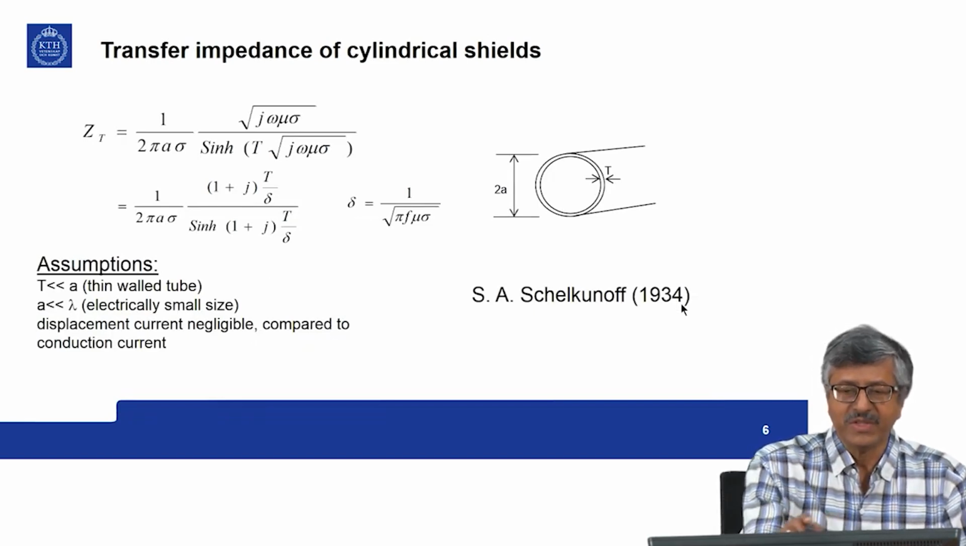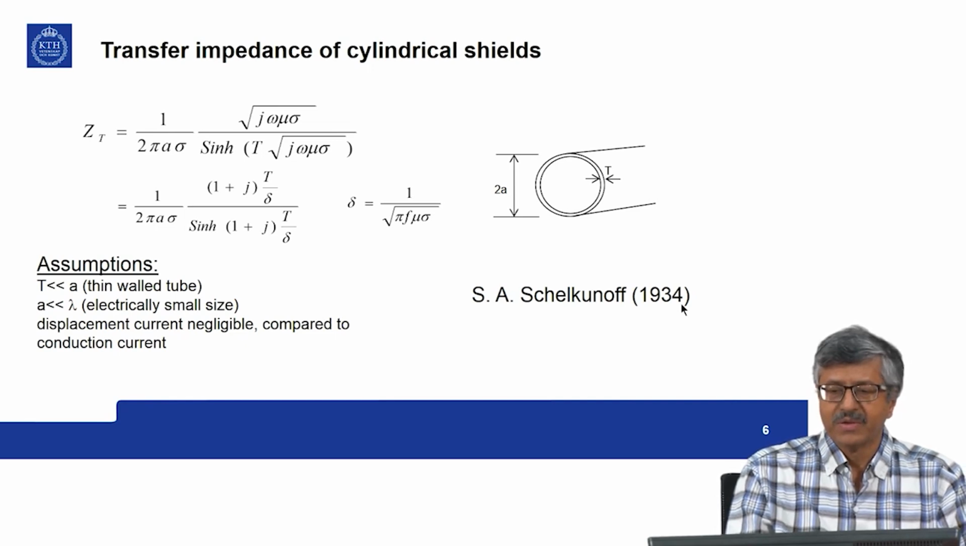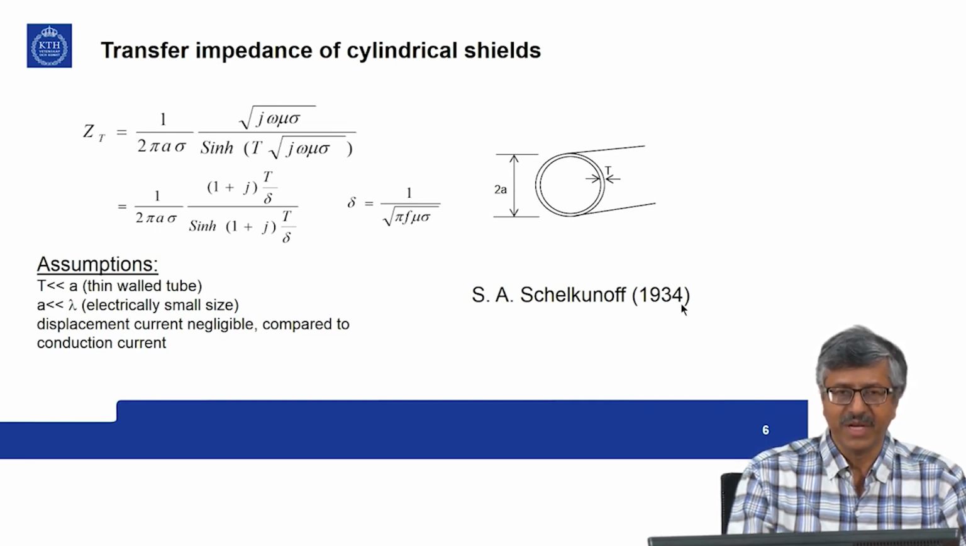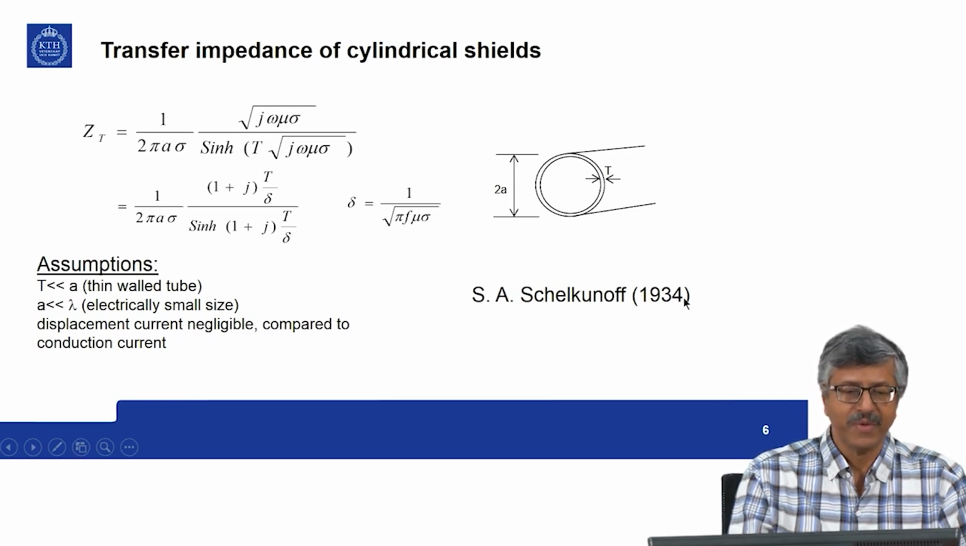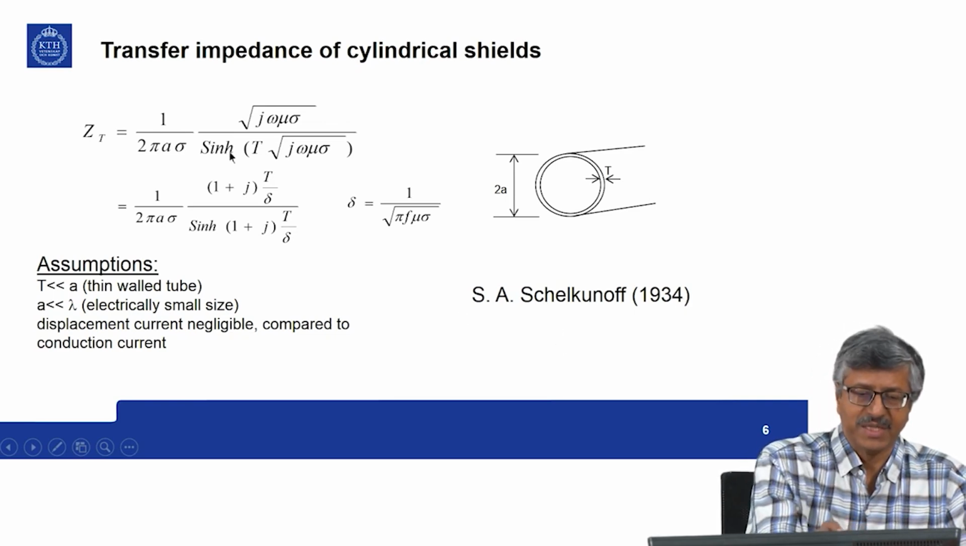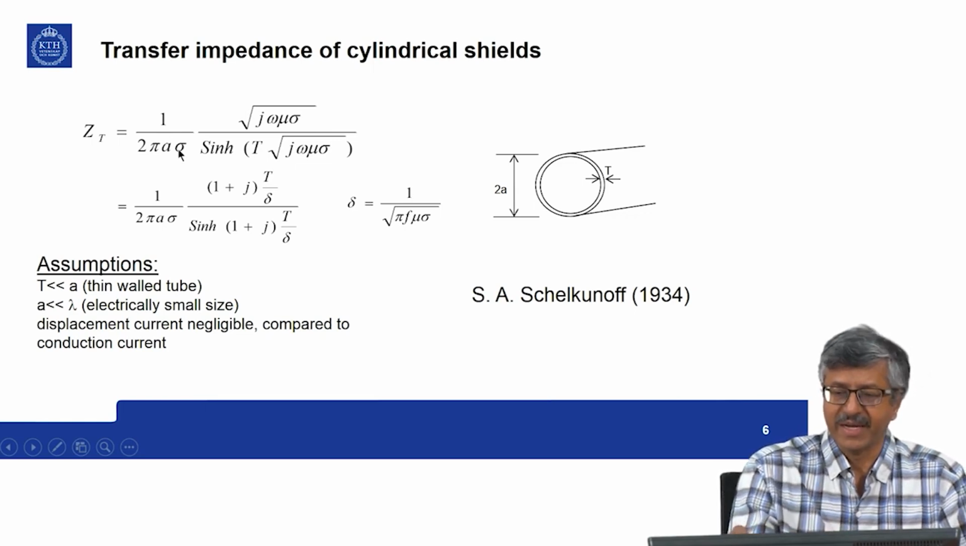The transfer impedance of cylindrical shields. From electromagnetics you can derive an analytical expression for transfer impedance, and this was done as early as 1934 by the scientist Schelkunoff in his famous book. He gave this expression for the transfer impedance of a cylindrical tube if the thickness of the tube is very small compared to the diameter of the tube.